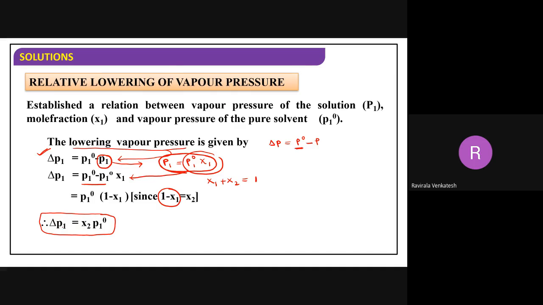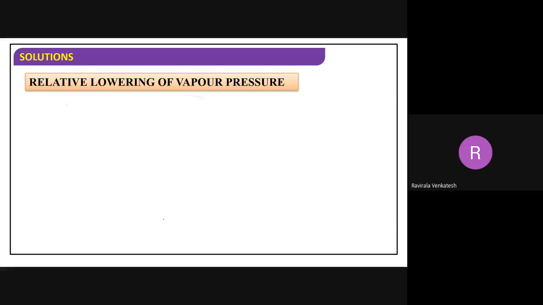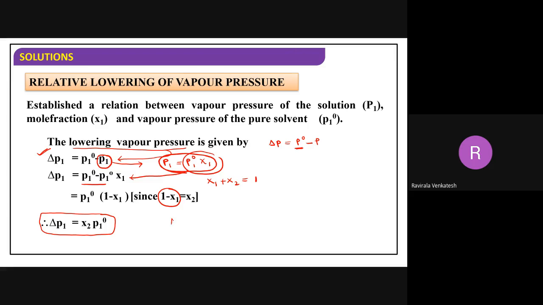Now, what is ΔP1? It is the lowering of vapor pressure of the solvent. Here, 1 is the solvent and 2 is the solute. Remember this: solvent is indicated by 1, solute by 2. ΔP1 is the lowering of vapor pressure of the solvent, that is, how much the vapor pressure of the solvent decreases when you add solute.